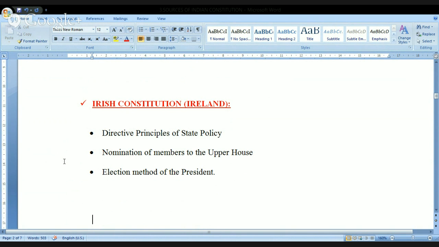It is the Irish Constitution, as we call it. These are very, very important concepts. If you look at the number 1, very frequently you will come across the concept of directive principles of state policy. Again, it is a part of our Constitution. Part 4 of the Indian Constitution mentions DPSP, or the directive principles of state policy.